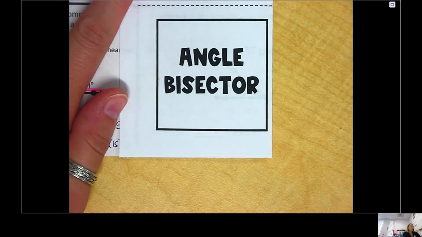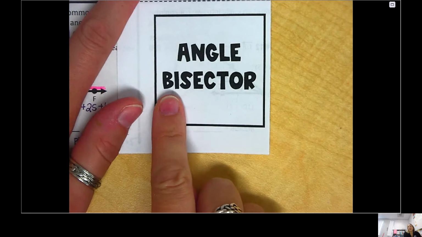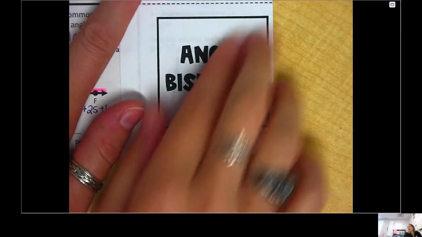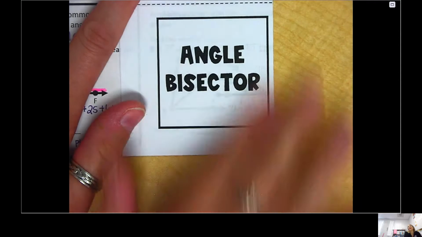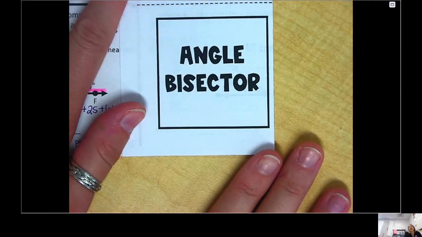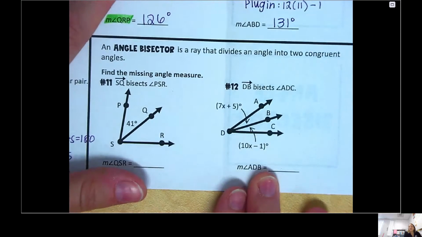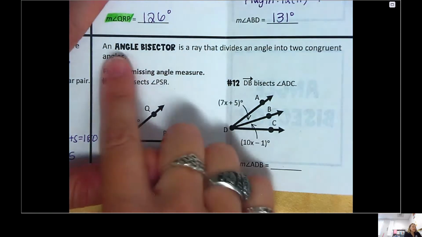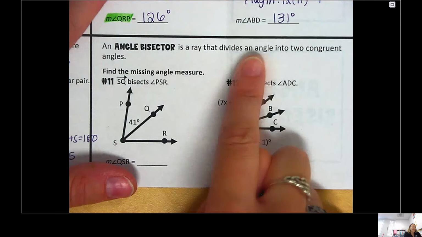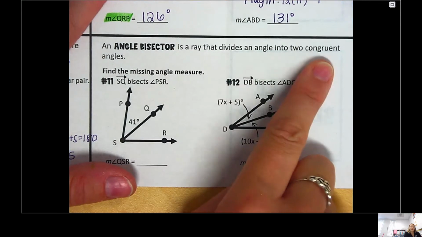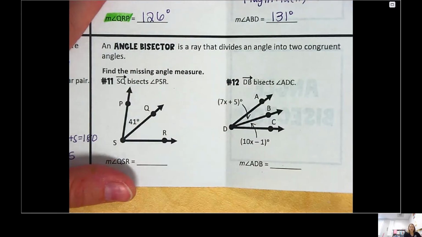No? Well, the word bi means what? You think about the word bi. Think about like a bicycle. It means two, right? Bisector means you've got two pieces that are exactly the same. So an angle bisector is a ray that divides an angle into two congruent angles. So here's what that means.